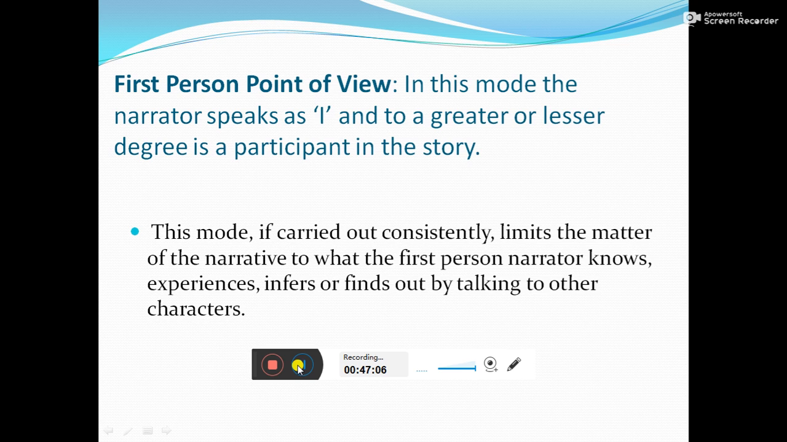This particular mode of the first person point of view, if carried out consistently, limits the matter of narrative to what the first person narrator knows, experiences, infers, or finds out by talking to other characters. This is because it is limited to only one character. The first person point of view cannot be omniscient.